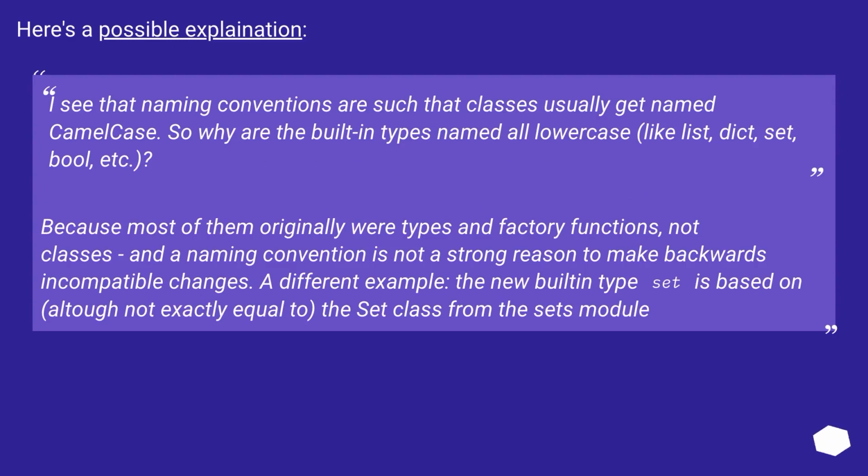Here's a possible explanation. I see that naming conventions are such that classes usually get named in camel case. So why are the built-in types named all lowercase, like list, dict, set, bool, etc.? Because most of them originally were types and factory functions, not classes, and a naming convention is not a strong reason to make backwards incompatible changes. A different example: the new built-in type set is based on, but not exactly equal to, the Set class from the sets module.